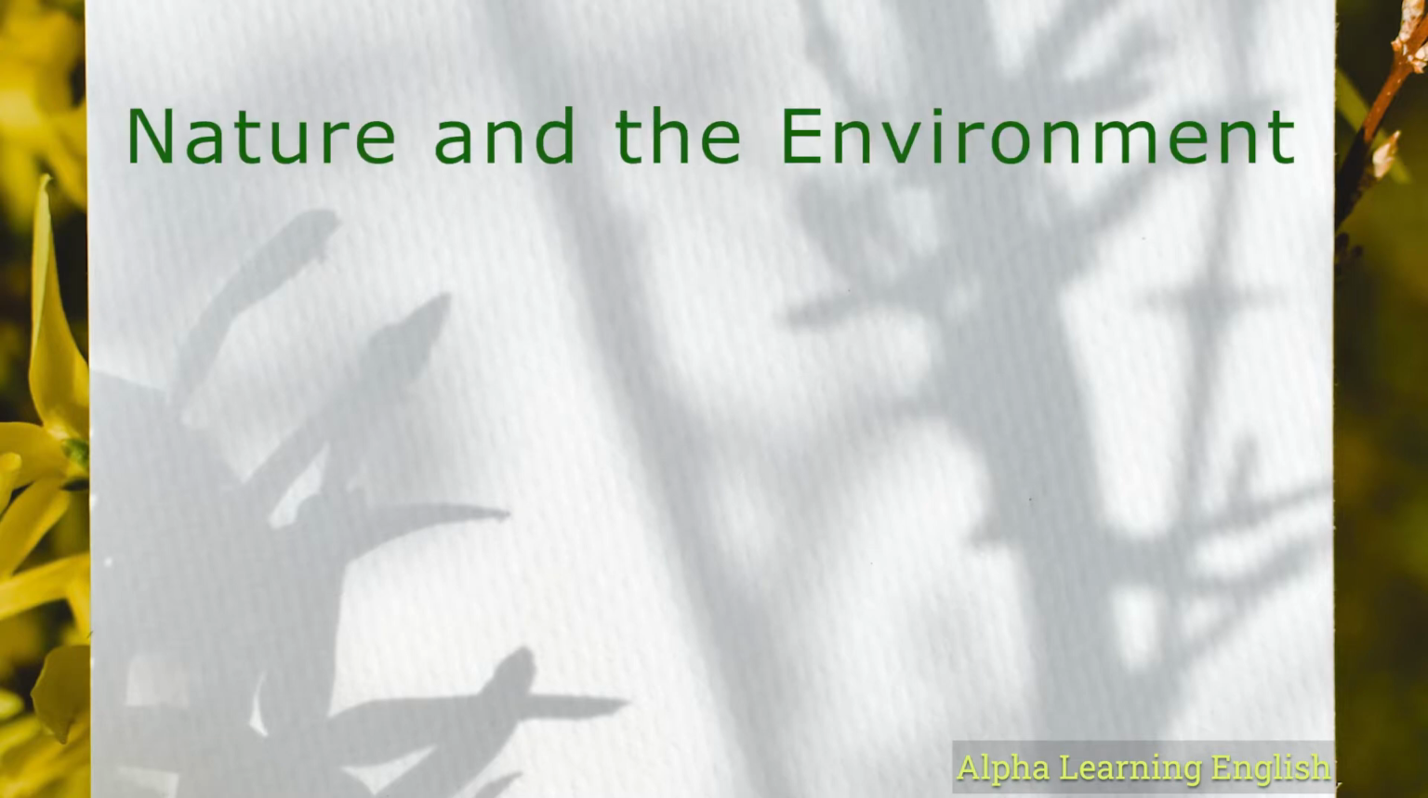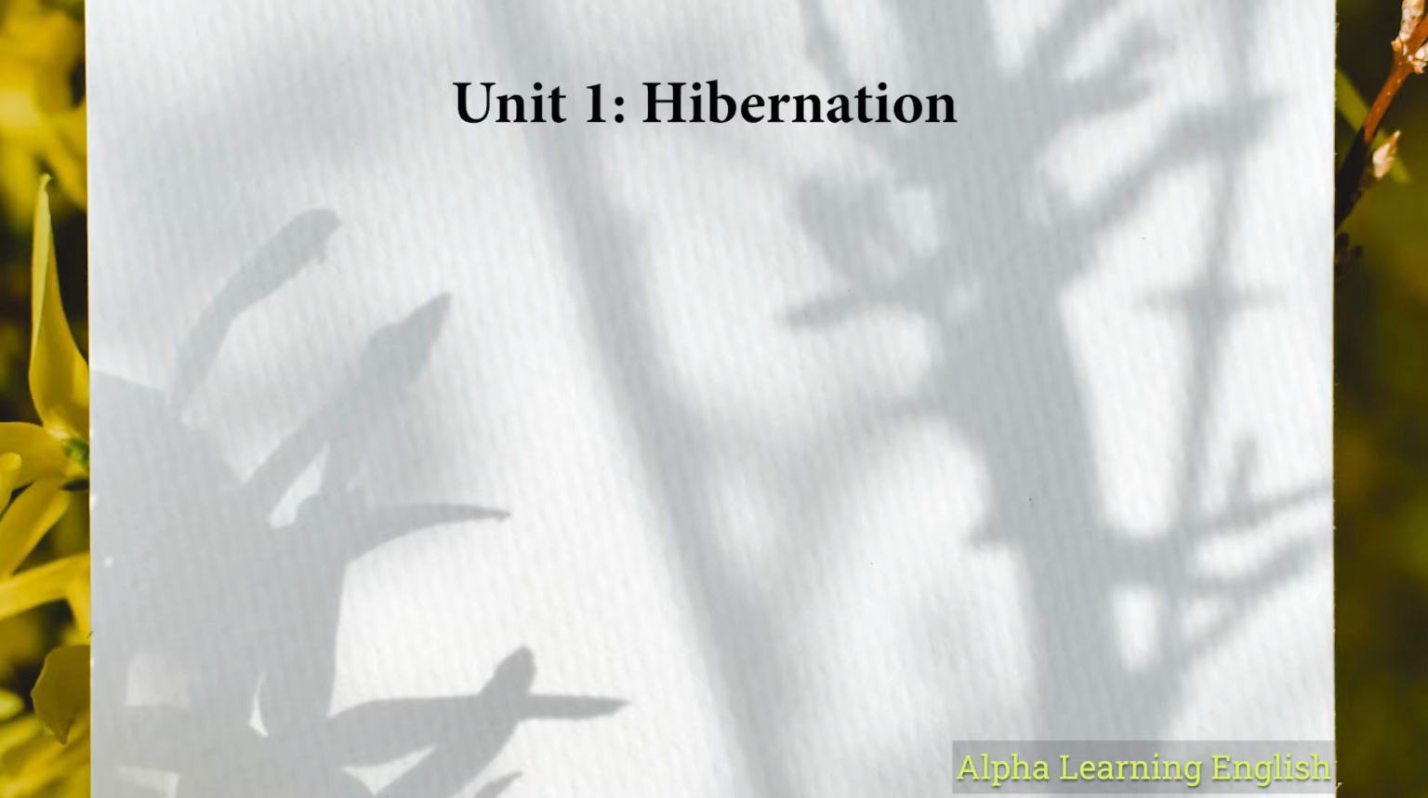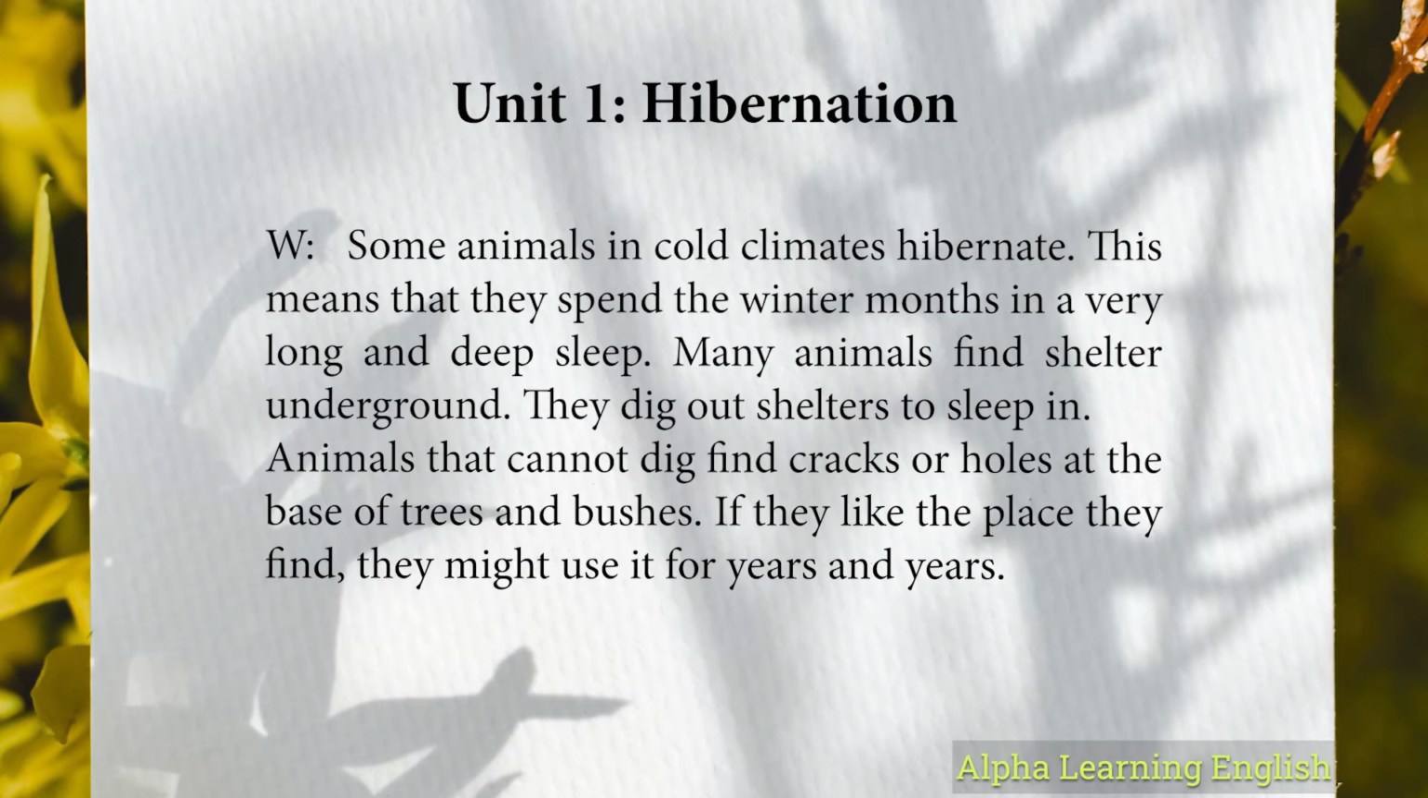Nature and the environment. Unit 1. Hibernation. Some animals in cold climates hibernate. This means that they spend the winter months in a very long and deep sleep. Many animals find shelter underground. They dig out shelters to sleep in.